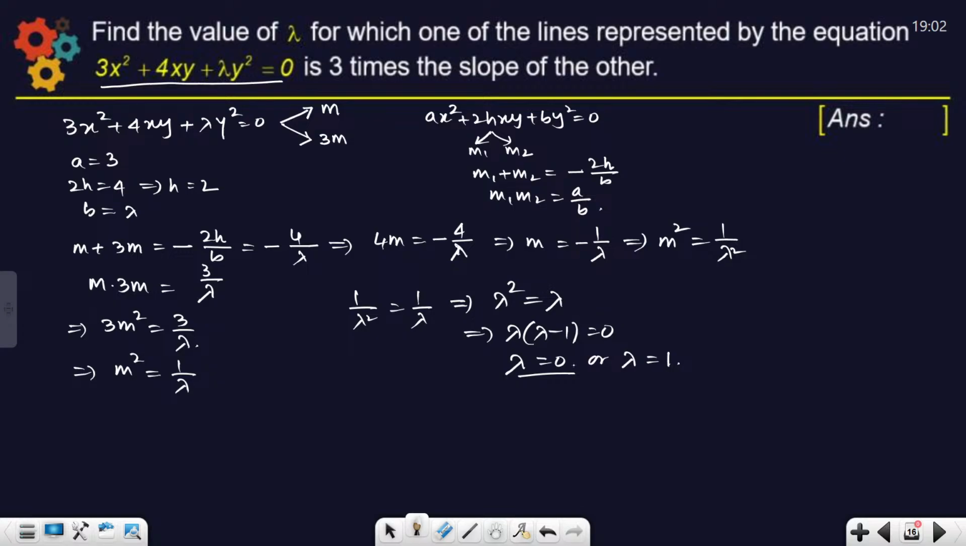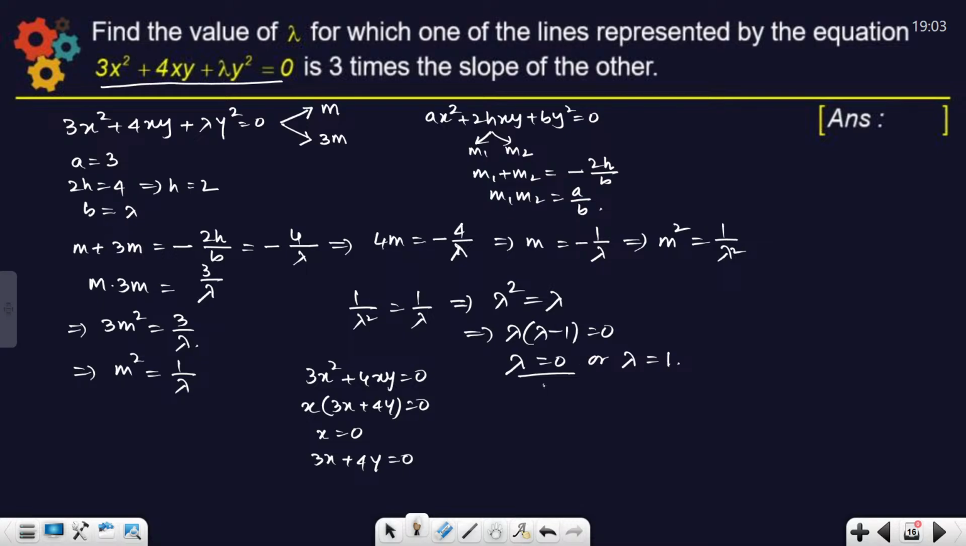Yes or no? If lambda becomes 0, what will happen? I should not say it that way, because even if lambda is 0, you are still getting two equations. What is the problem? If I take x common, it will be x times (3x plus 4y), isn't it? So one line will be x equals 0 and another line will be 3x plus 4y equals 0, correct? So that is not the argument.